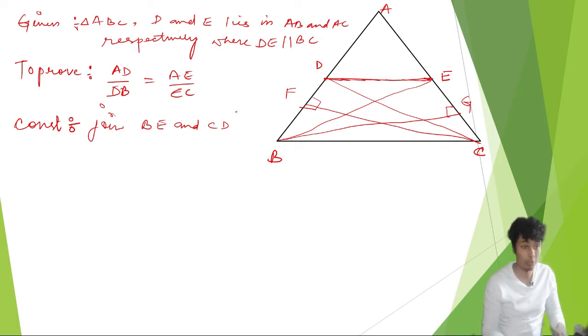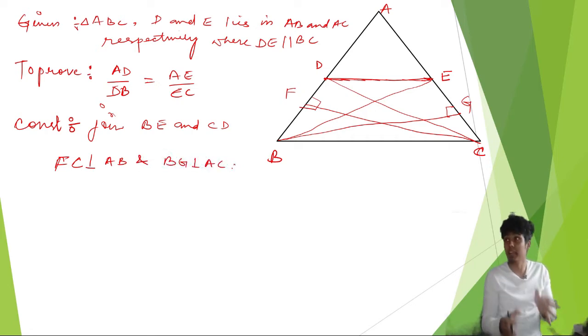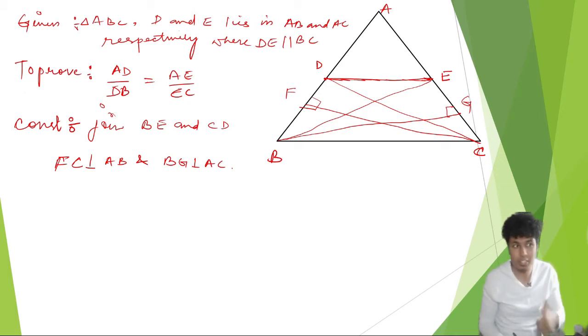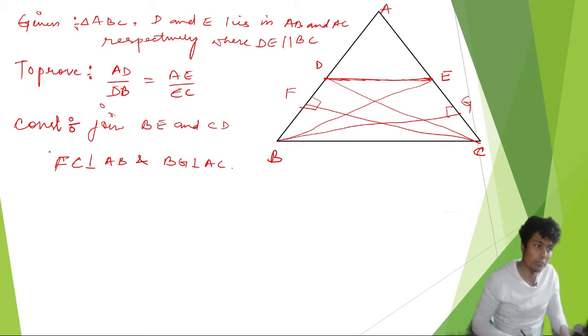What is the other thing we need to do? Make CF perpendicular to AB and BG perpendicular to AC. FC must be perpendicular to AB and BG must be perpendicular to AC. I hope it is clear to you. Okay, now let us go forward and let us prove. Let us do the proof.